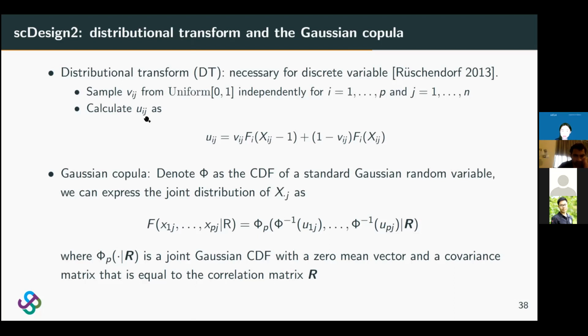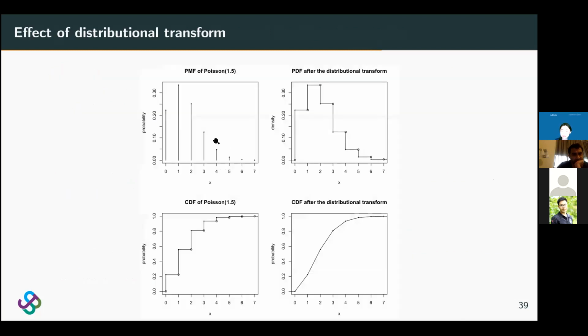as a weight. And then we create a continuous random variable between 0 and 1 by combining the CDF of Xij minus 1 and the CDF of Xij, taking their weighted sum. The continuity comes from the fact that Vij is continuous. It's drawn from uniform 0 to 1. So this is how it works.